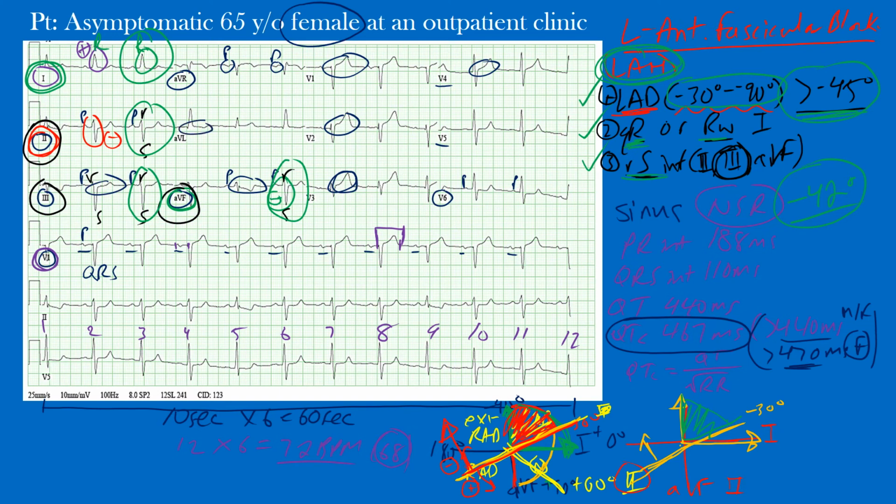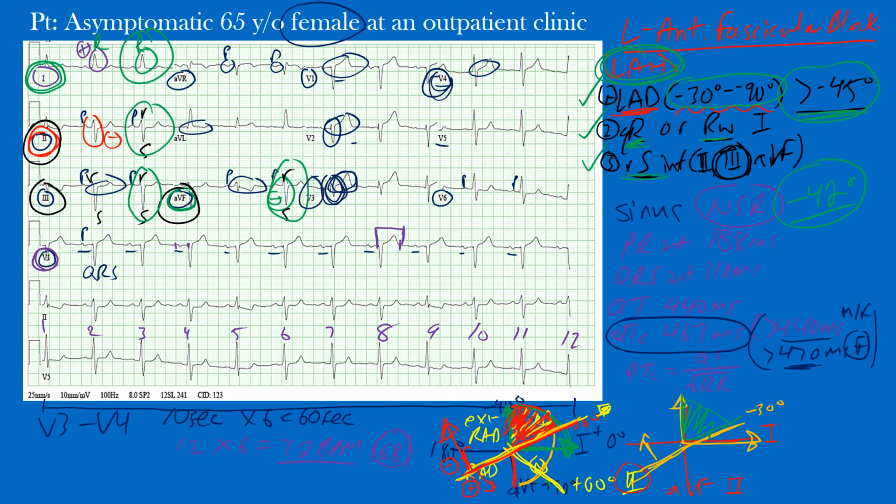Now, we also have a normal QRS transition in the precordial leads. What does that mean? The precordial leads are V1 through V6, and a normal transition of the QRS complex happens between V3 and V4. So notice in V1, it's mostly negative, then again negative in V2. And what we want to have is a negative to positive transition between V3 and V4.